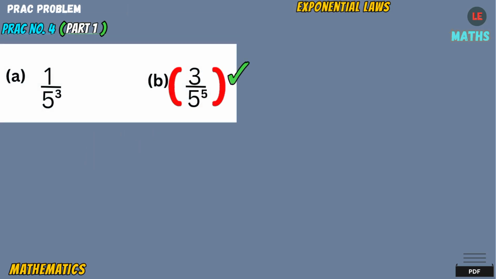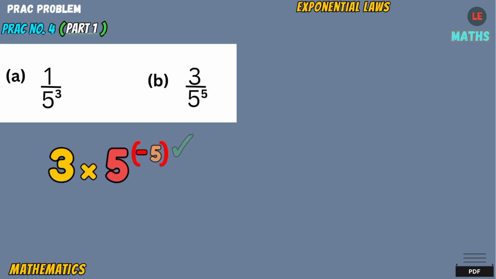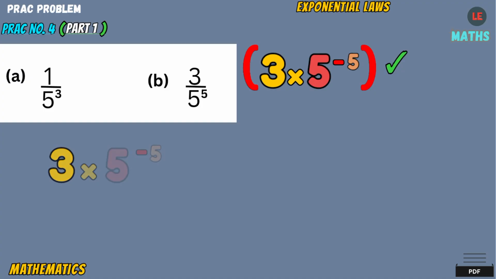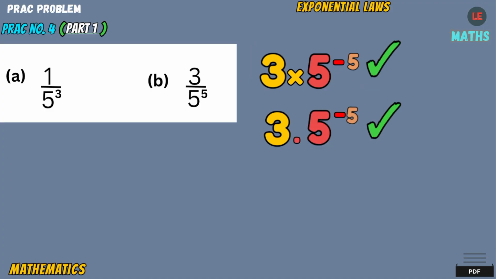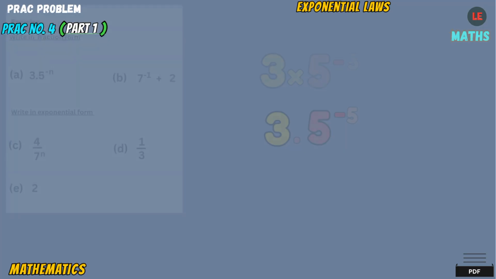And on this one, note that now it is 3 we have in this position. That means we can't ignore it. You write 3 times 5 to power negative 5. This 3 times 5 to exponent negative 5 can also be written as 3 dot 5 to exponent negative 5. Both these expressions are identical. In such a case, this dot means multiplication.